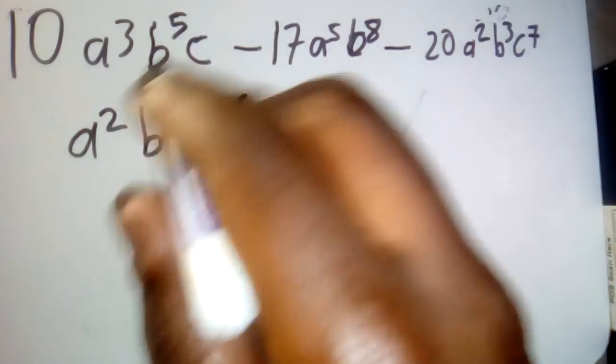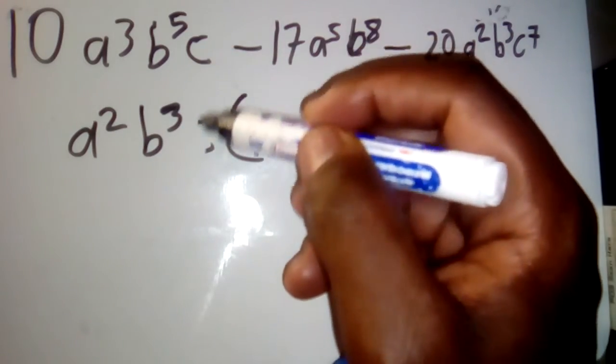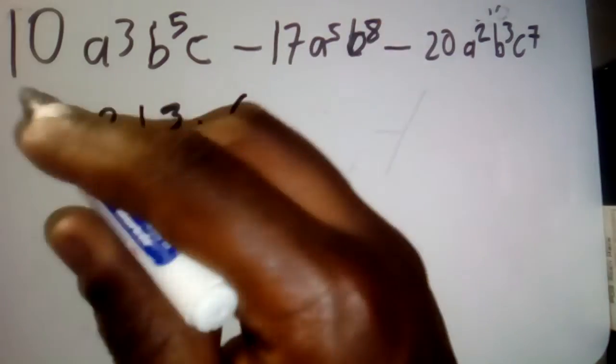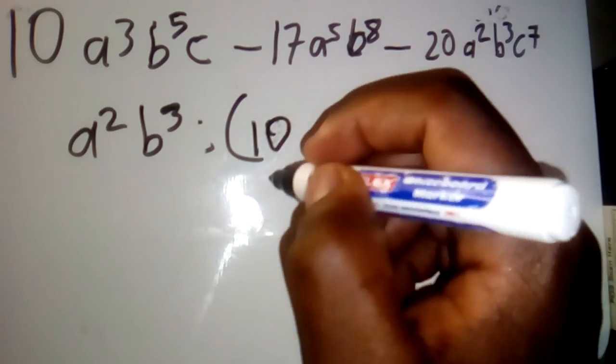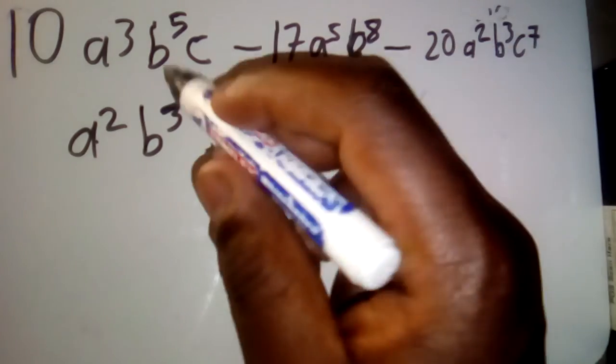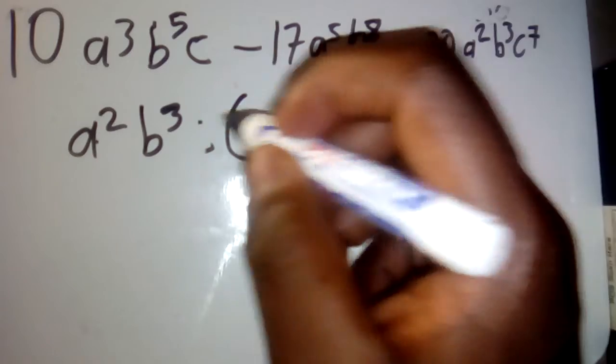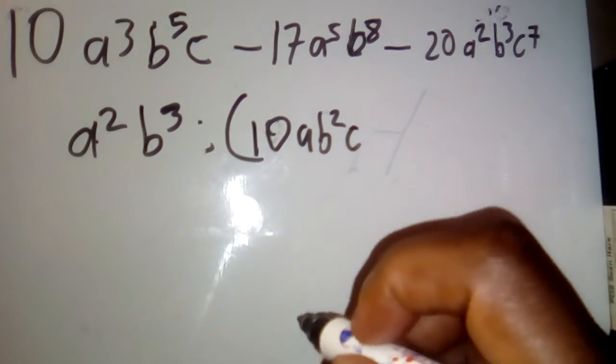So when we divide this by that, notice there will be nothing to divide c by, so c remains. And nothing to divide 10 by, so 10 remains. a cubed divided by a squared is a. b to the power of 5 divided by b cubed is b squared. There's nothing to divide c by, so it just remains.